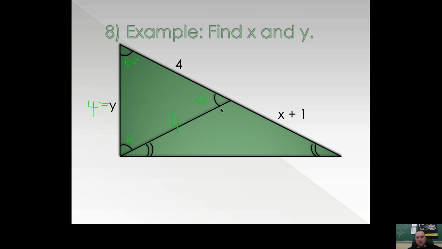We know that this side has a length of 4. This triangle down here, it's isosceles. These are the base angles, so these are the legs. If this is 4, then this is 4. Something plus 1 gives you 4. So it's 3.